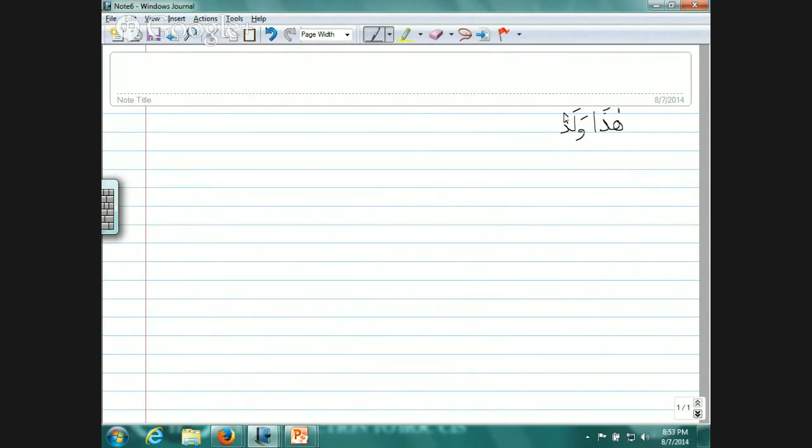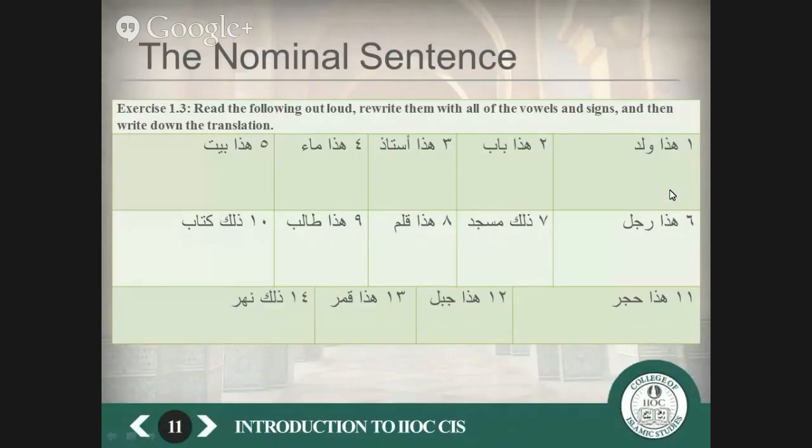Well, I want to make a complete sentence. Write a noon on top of it? Okay, I'll write a noon. Tanween. Okay, tanween. Yes. The dhamma. Tanween. So now I got the sentence. Hadha waladun. I need to write the translation. What is the translation? This is a child or boy. That's it. So do number 2, 3, and 4.